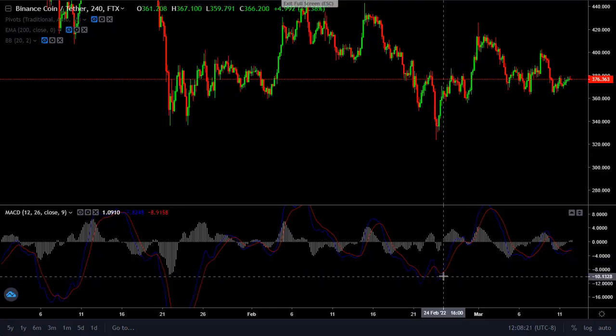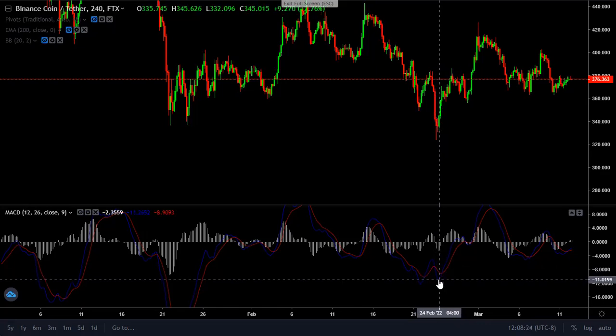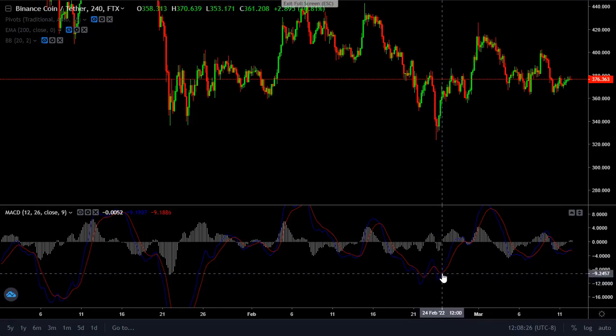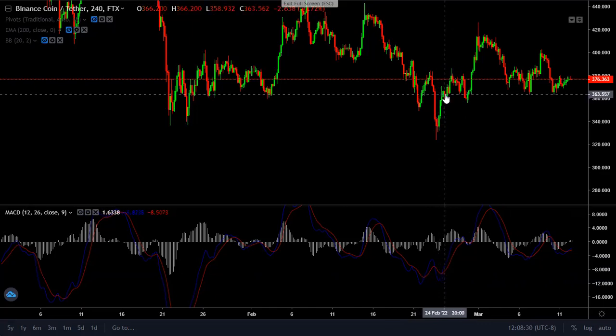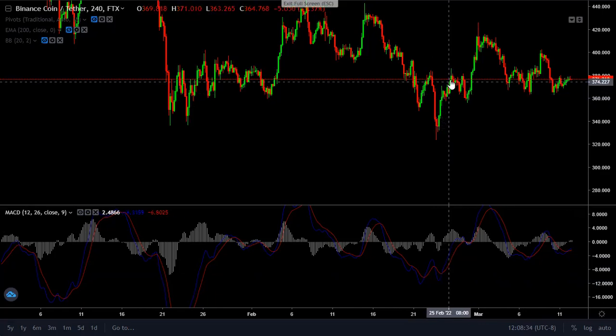So immediately at this very point, now you see that the MACD line has gone above the signal line. So from there, the market actually started. Look at where it occurred. Look at where this reversal occurred. But the market had already gone further. Then from there, it's been going up.